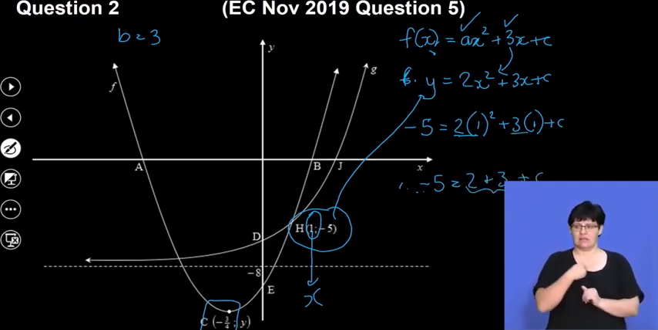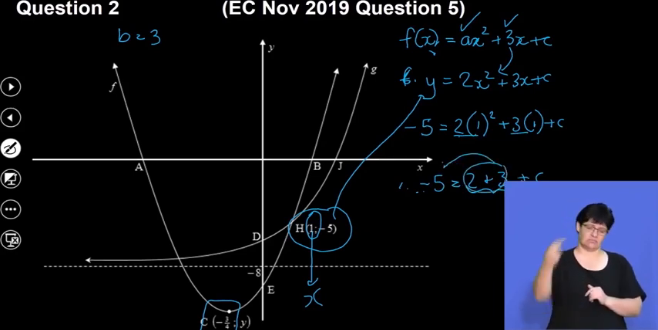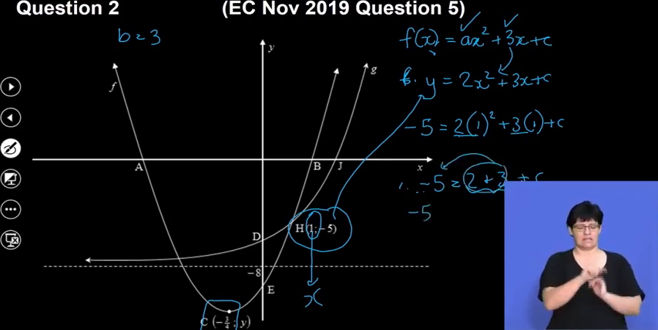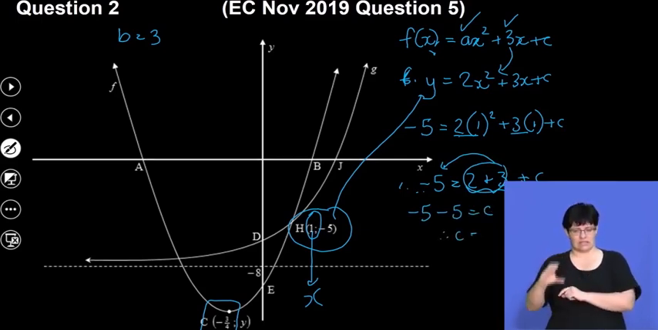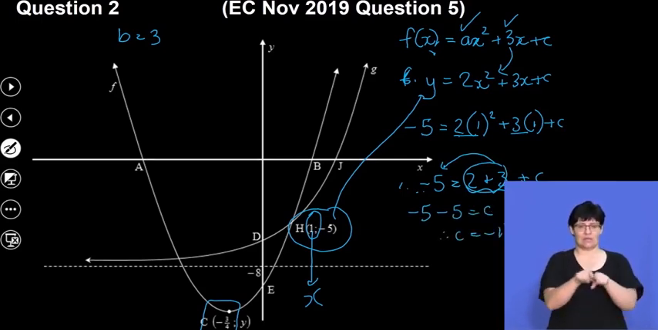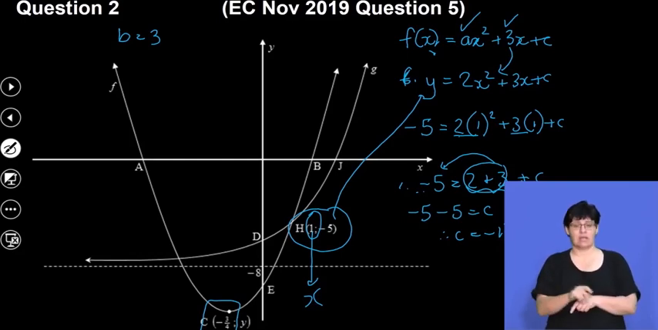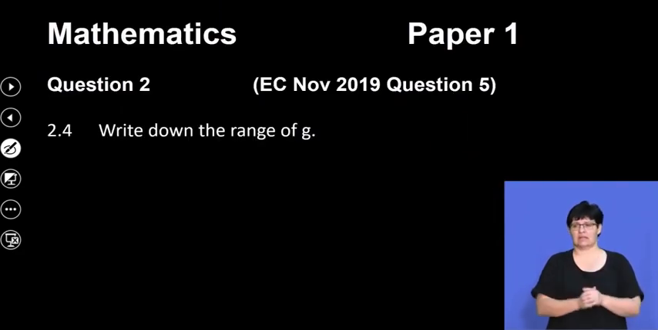This gives me 5, which I'm going to take to the other side. So I'm going to have -5 minus 5 is equal to c. Therefore, C is equal to negative 10. Okay, so I've now shown that A is equal to 2, B is equal to 3, and C is equal to negative 10. Okay, and let's see what the next question is.